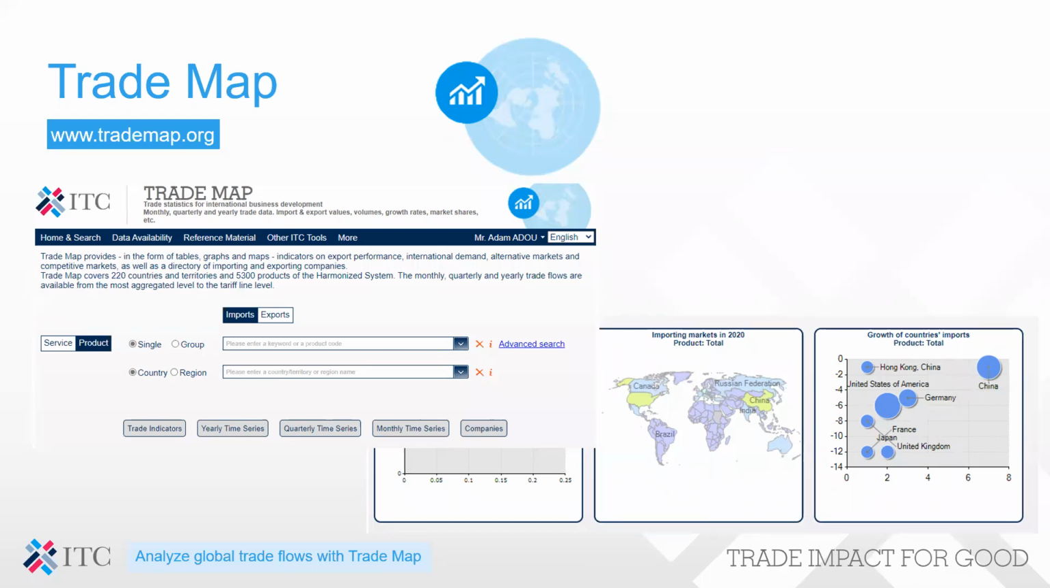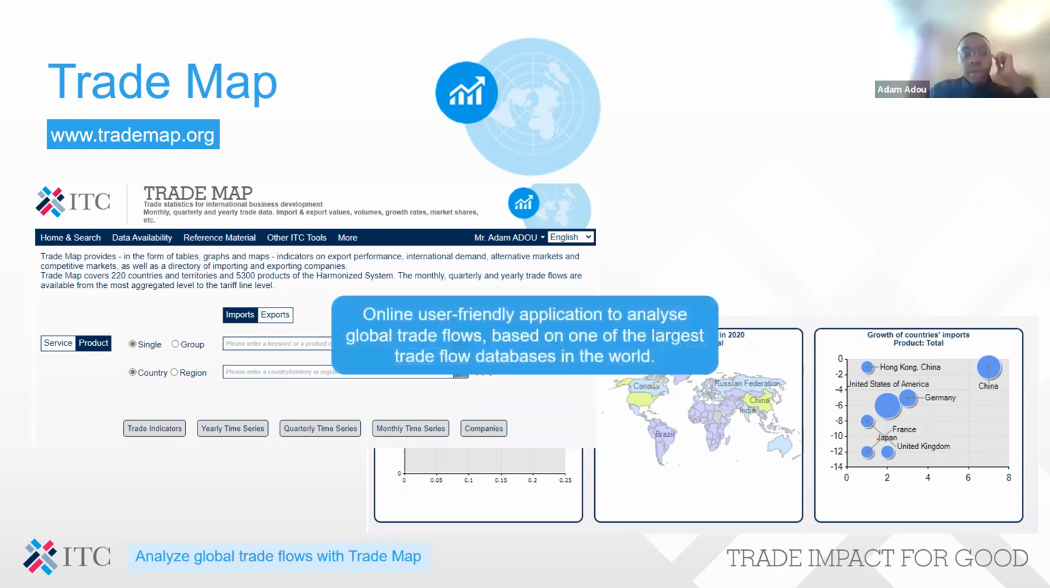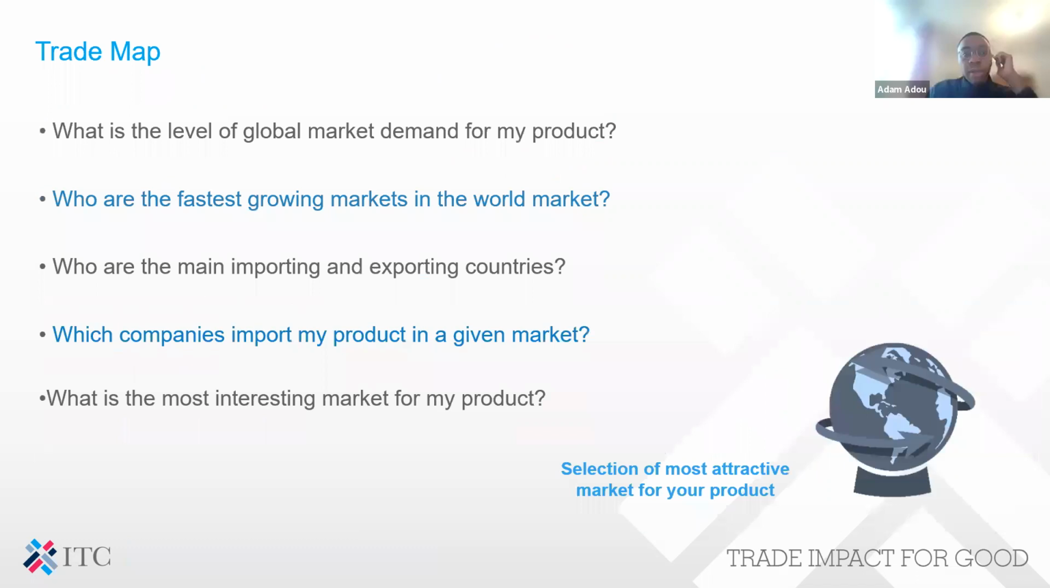With Trade Map, you will be able to analyze global trade flows, both for export and import, and you have different modules for products and services. You will still be using HS codes to navigate within the tool and search for the information you're interested in. It's still part of the market analysis series of tools, and it's based on the largest trade flow database in the world, with different sources that we're going to mention after.